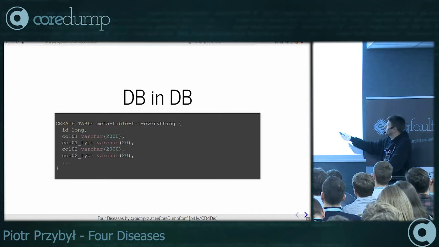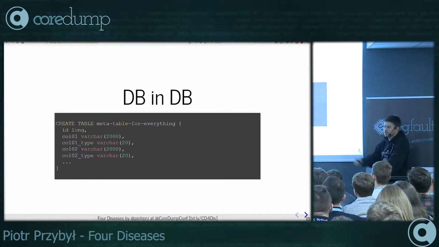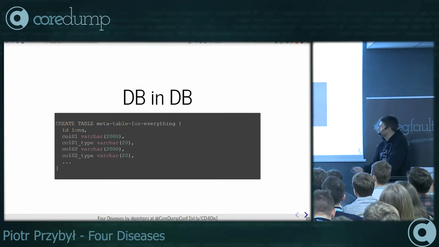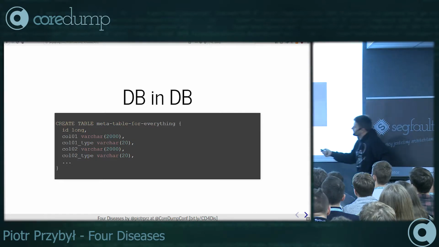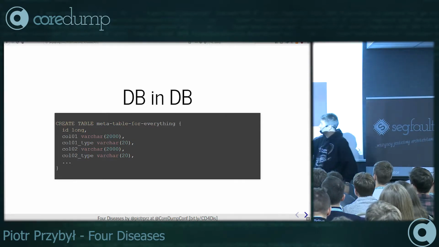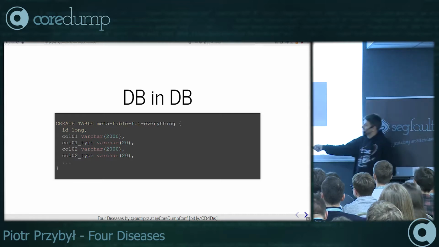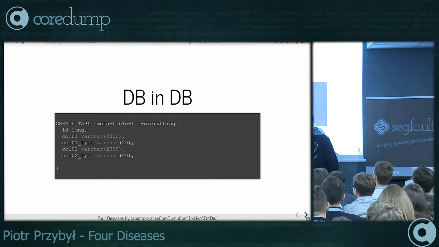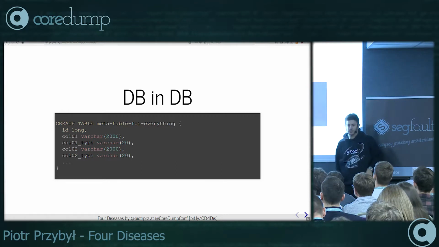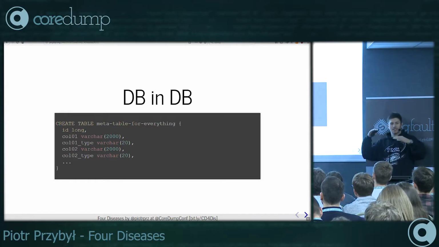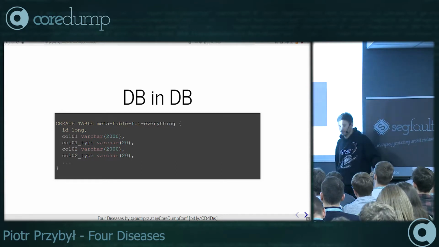So there's another one, like database in database. Have you seen this? This beautiful meta table for everything, because we don't know these types here and we want to be agile. So this is how these guys reinvent relational databases in databases. Right? This is like meta database thinking and programming.